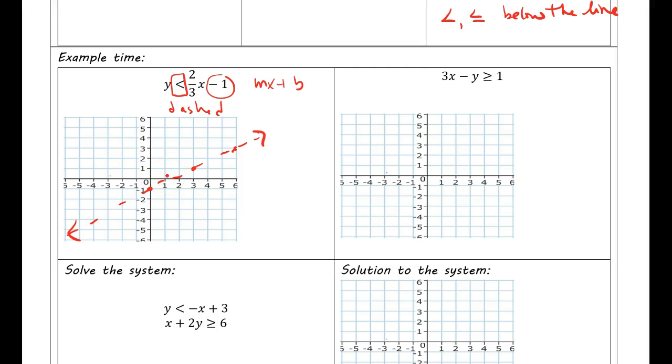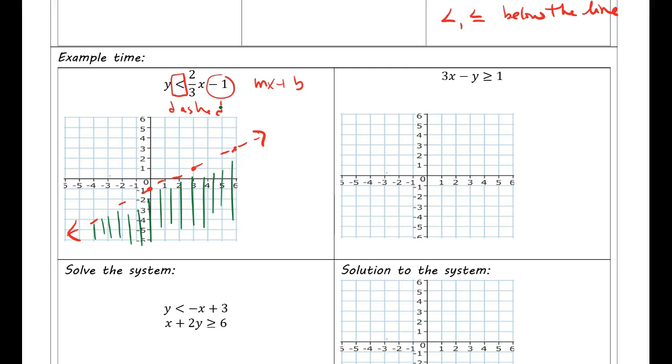Instead, it just shows me that matches that symbol. So for less than, I need to now shade below the line. Y is less than all of that, so shade below. What you guys are finding, just so you know, is that every single point inside the green shaded region, if you plugged it in up here, would be a true statement, okay? So that's kind of cool.